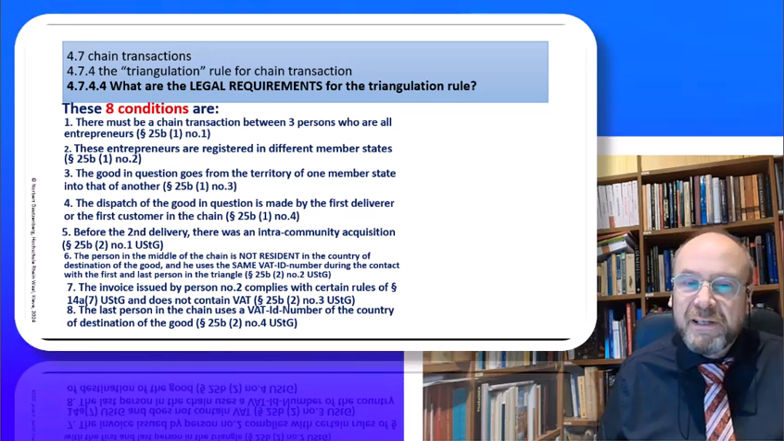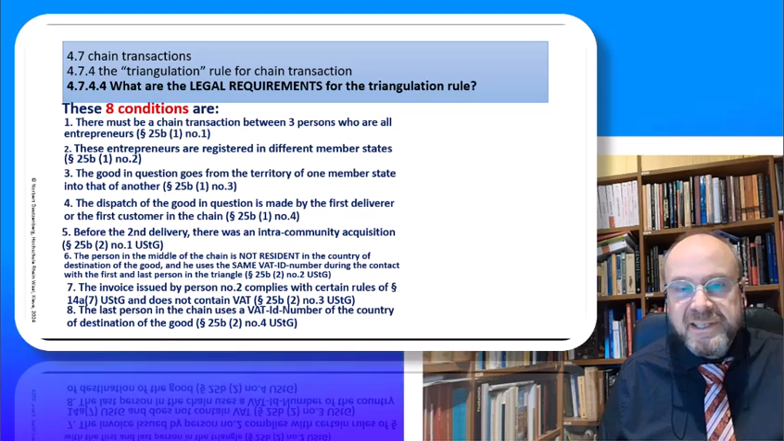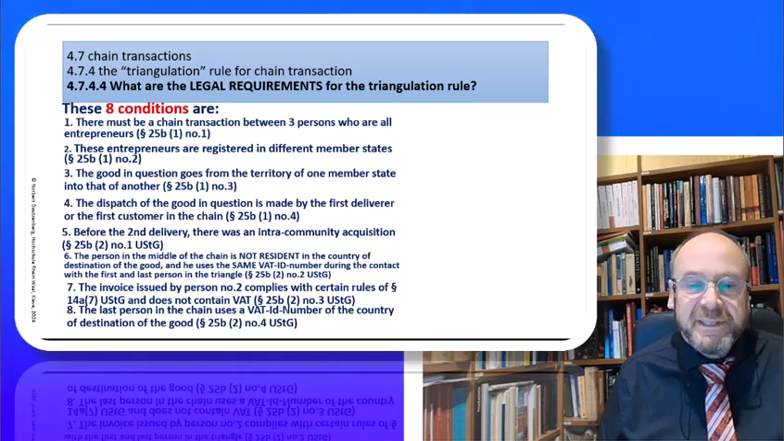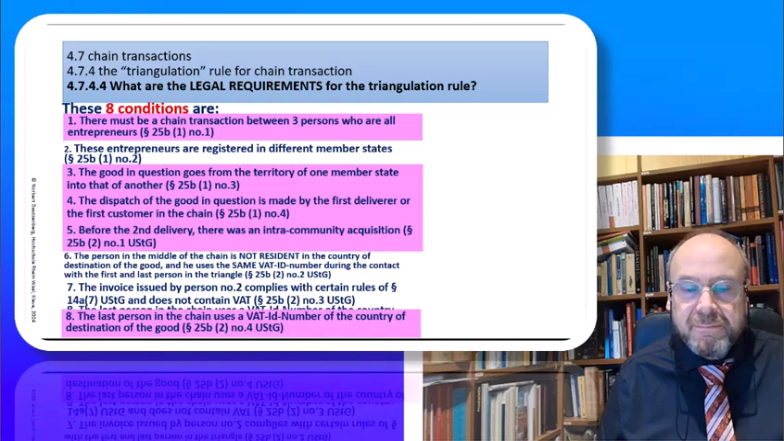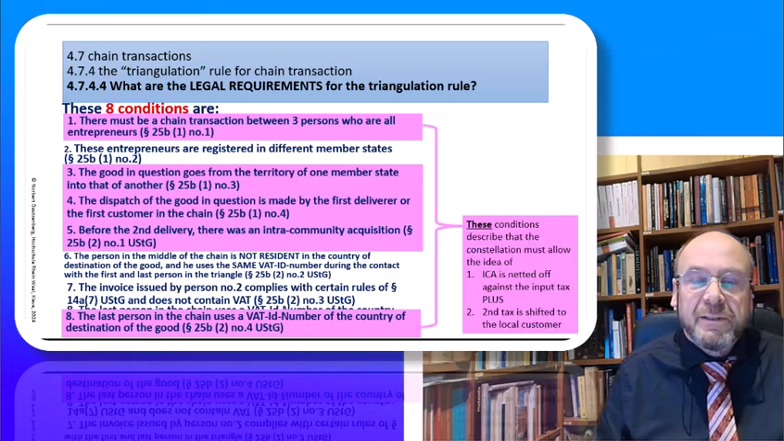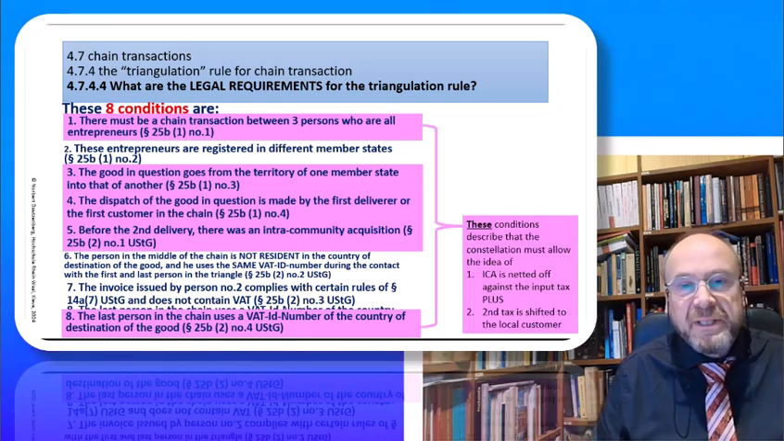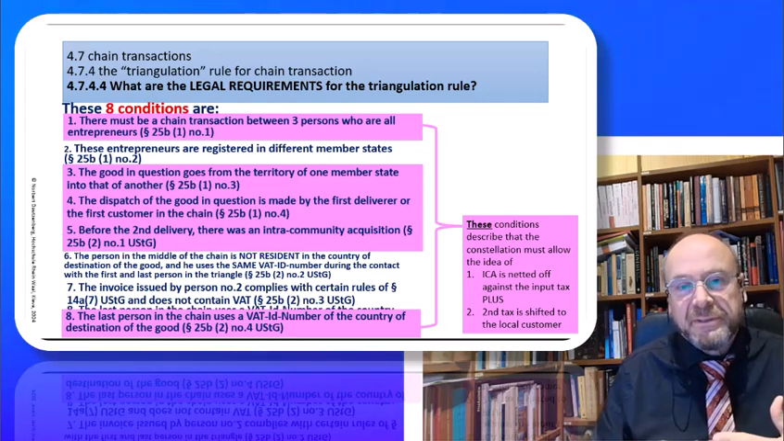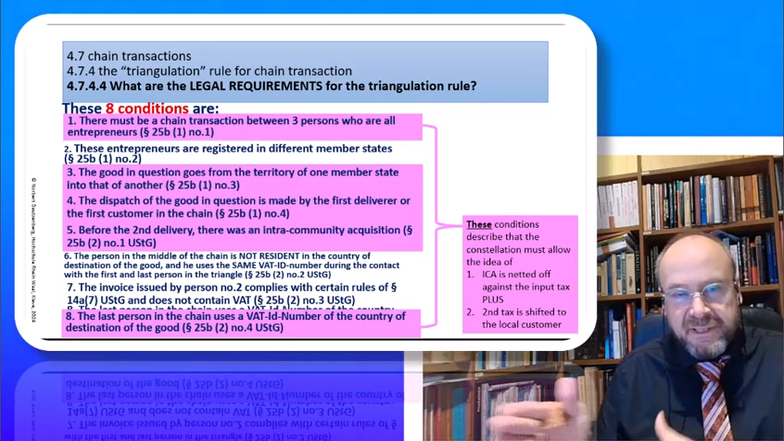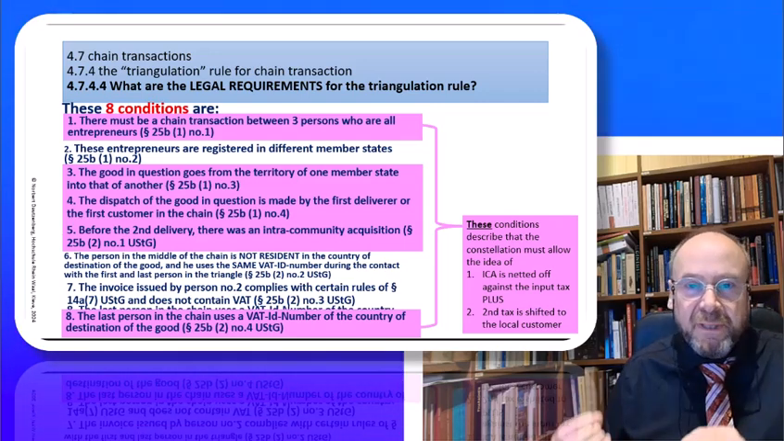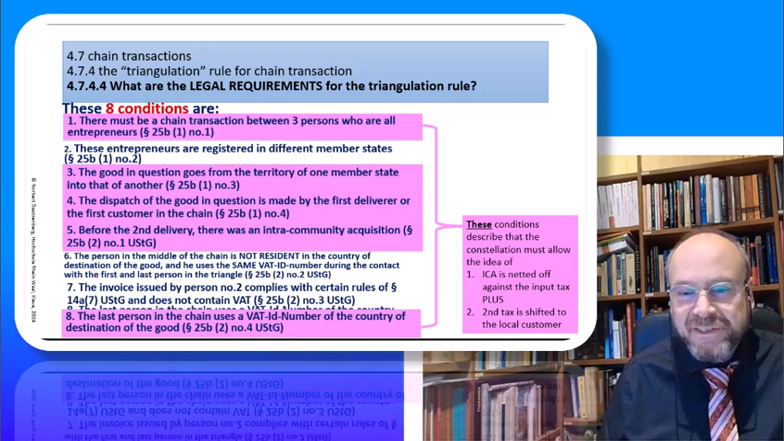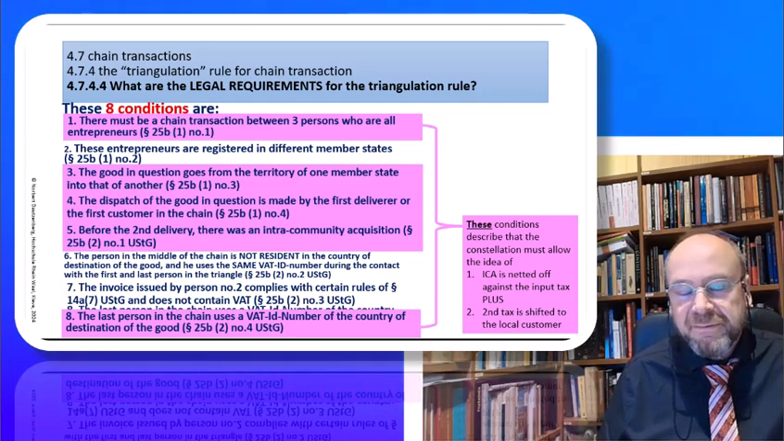So if you have a look at these 8 seemingly complicated conditions, you will see that this, and this, and this condition basically just make sure that we have the constellation which we talked about: ICA, intra-community acquisition, input tax resulting from it, plus national domestic internal tax for the second transaction. That is always given if these 4 conditions here are met.